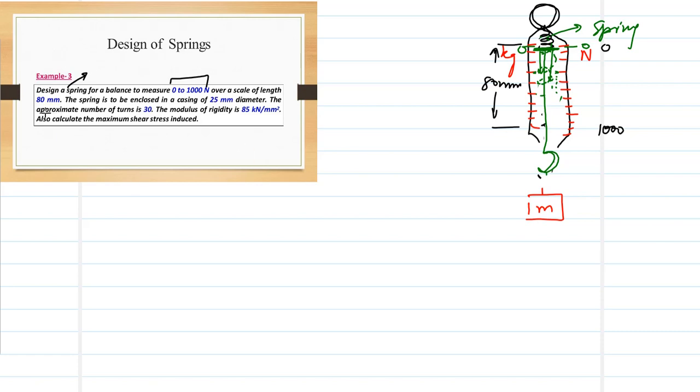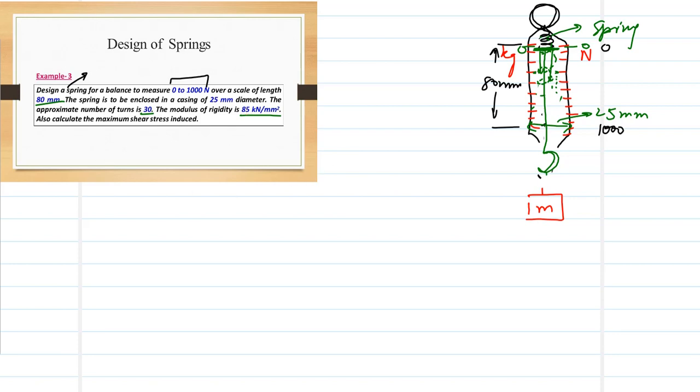So the spring is to be enclosed in a casing of 20 mm diameter. The width of this casing is 25 mm, in which the spring has to be enclosed. The approximate number of turns is 30. The modulus of rigidity is 85 kilonewton per millimeter square. Always remember this, 85 kilonewton per millimeter square is gigapascal. So you can also say that it's 85 gigapascal or 85 kilonewton per millimeter square, as you know.